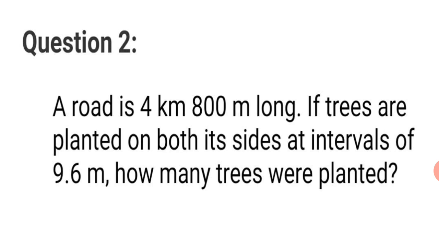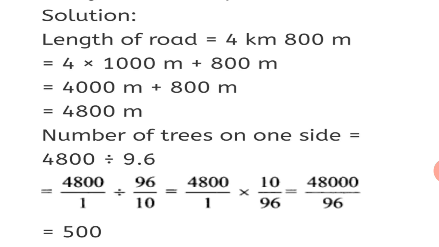So first we'll find trees planted on one side and multiply by 2 to get the answer for both the sides. To find the trees planted on one side, we will have to divide the total length of road by the interval at which the tree is planted. See, 9.6-meter interval. Now, since the interval is in meters, we will convert the length of the road also into meters. So, let's start the sum.